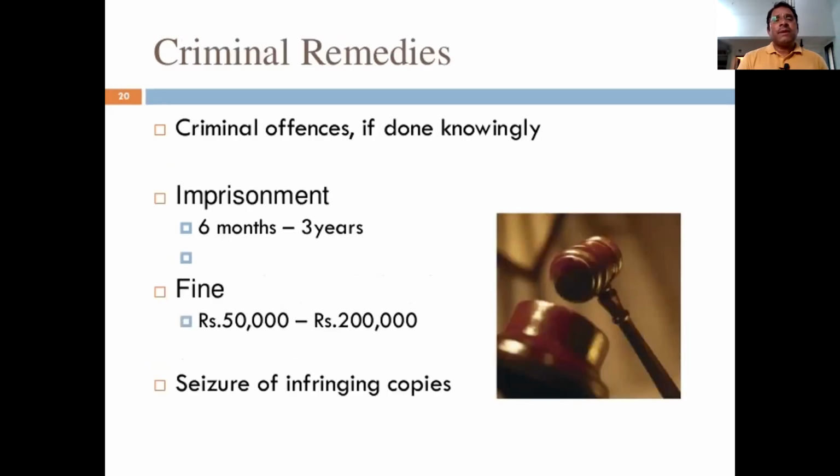Let us come to the next type of remedies, which are called criminal remedies. Criminal offenses if done knowingly. Now, what is the meaning of this? Suppose I know that the goods which I'm dealing with are duplicate goods and have been created without the permission of the true owner. And if I engage myself in that particular trade, then that act is called a criminal act, and I will be punished with imprisonment starting from 6 months to 3 years, and with a fine of 50,000 up to 2 lakh rupees. And whatever infringing copies are there will be seized.